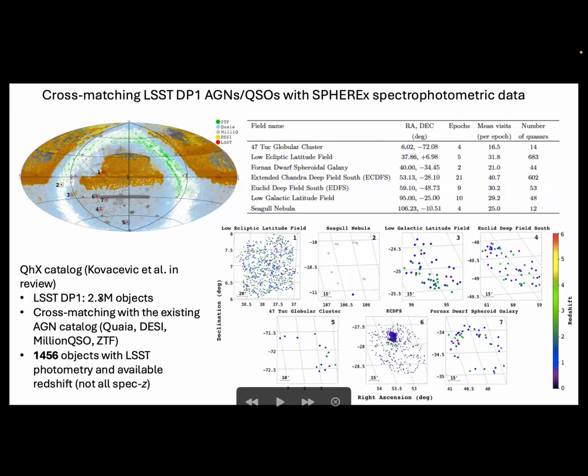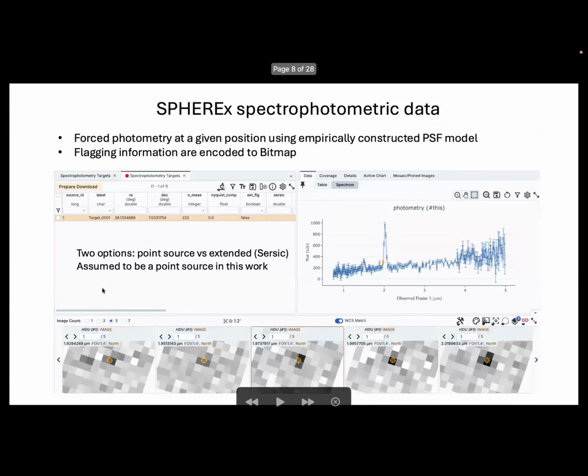So what I do is I go to the objects from DP1 created by Niel et al., the QSO catalog. It has produced 1,456 objects from DP1, cross-matched with 4 existing AGN and quasar catalogs. So these are AGN or quasars. I just get the photometry from SPHEREx for those objects located in the sky region of this DP1 field on the left-hand side.